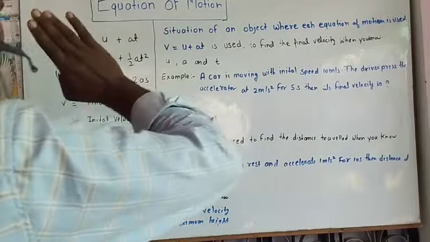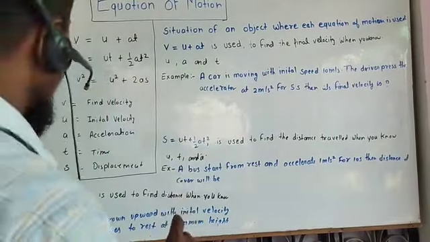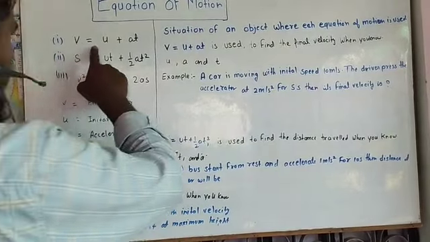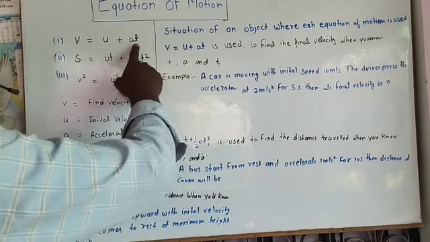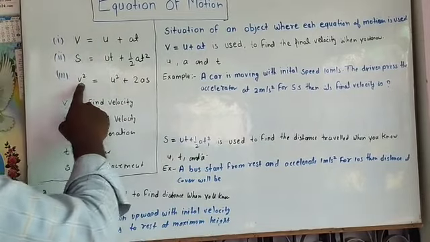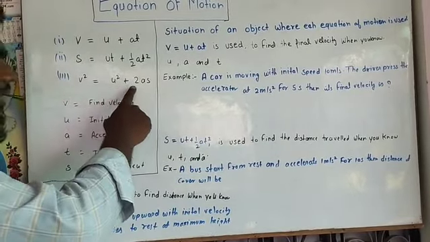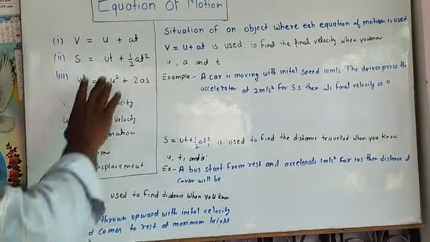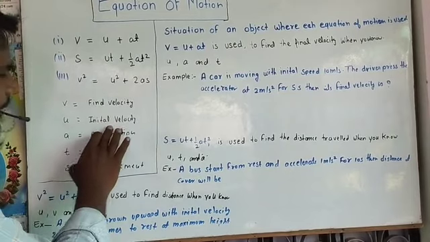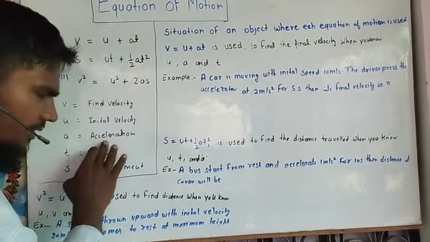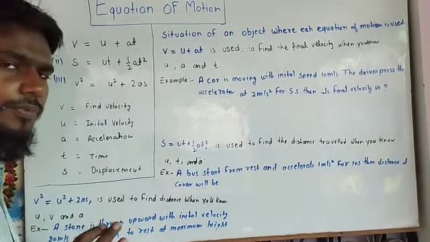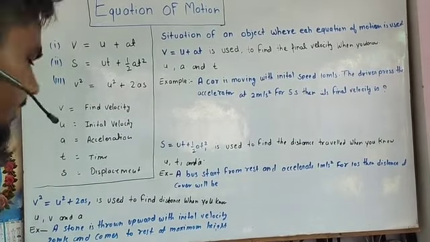There are three equations of motion we have to learn in class 9 chapter motion. v is equal to u plus at is the first equation, s is equal to ut plus half at square is our second equation, and the last one is v square is equal to u square plus 2as. Here v stands for final velocity, u stands for initial velocity, a stands for acceleration, t stands for time, and s stands for displacement or distance, you can say.